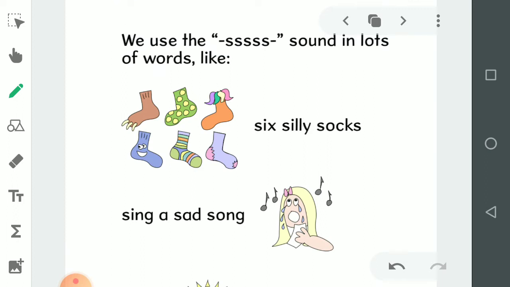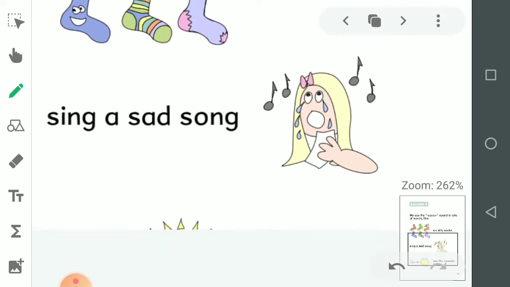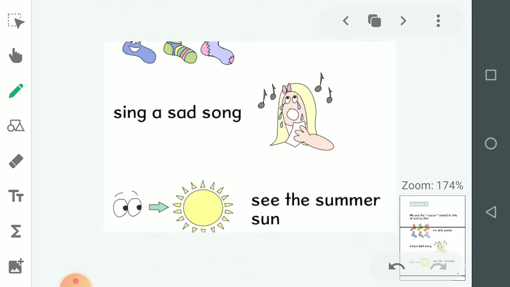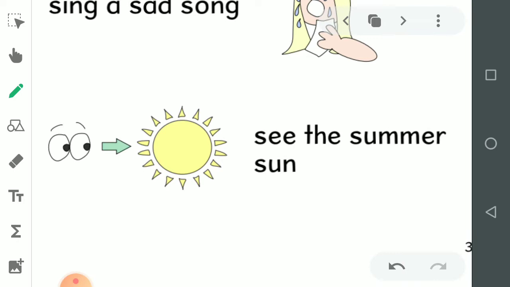Sing a sad song. Sing a sad song. What next? See the summer sun. See. When you say see, it's starting with the sss sound. See the summer sun. When you say sun, it's starting with the sss sound. Sun.